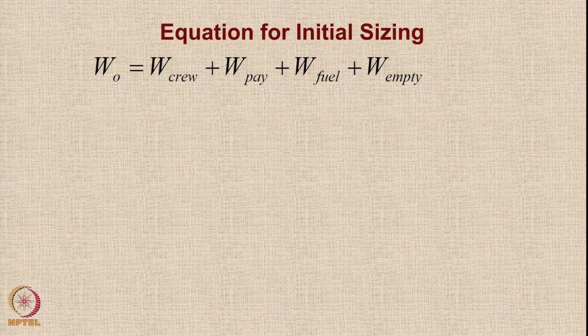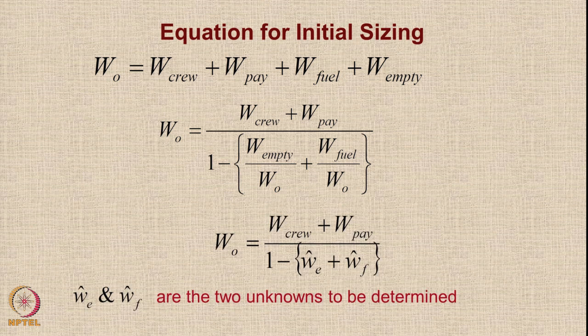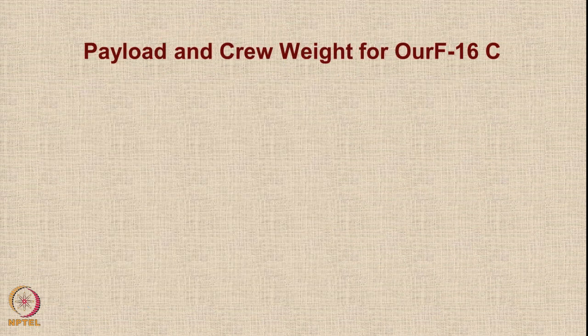So, what we do is we look at this master equation, and the known values, W crew and W payload, are kept in the numerator, and the two unknown values are taken in the denominator through a ratio W empty by W0, which is also called empty weight fraction, or WE bar, and W fuel by W0, which is also called fuel weight fraction, WF bar. So, the two unknowns now are WE bar and WF bar. That is the only two unknowns to be determined. So, these are the ones which have to be calculated.